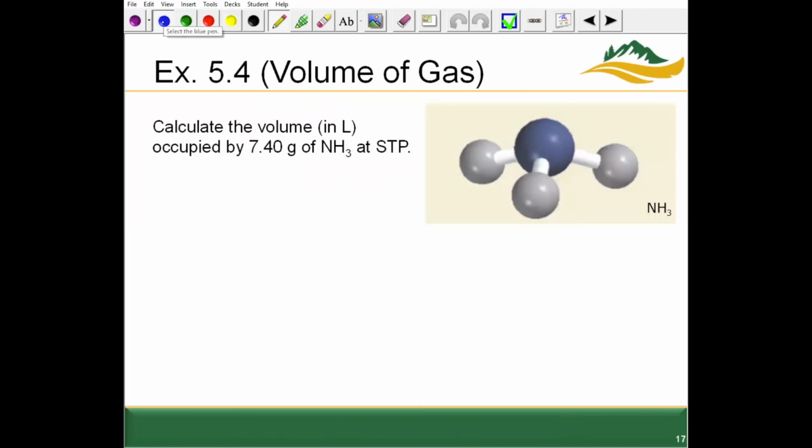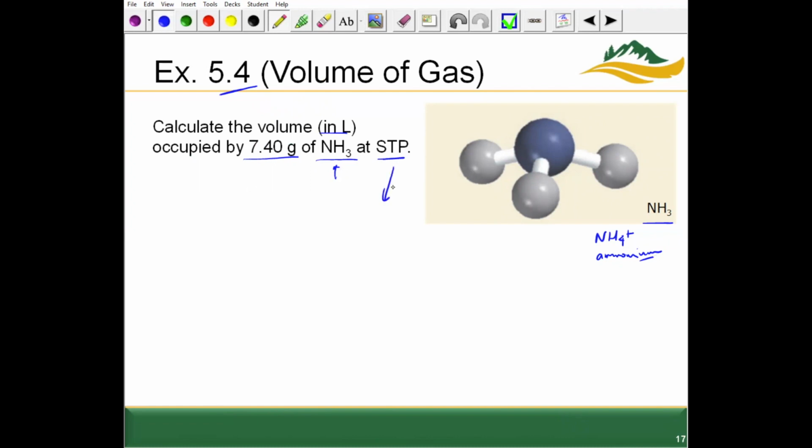To do some more practice together, I want to go through a few more problems. So this is example 5.4 in your book. Calculate the volume in liters occupied by 7.40 grams of ammonia at STP. Do you remember what this is? Ammonia, not to be confused with the polyatomic cation of ammonium.